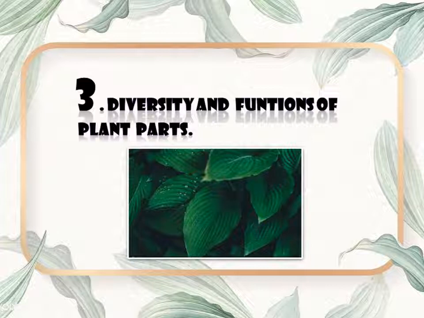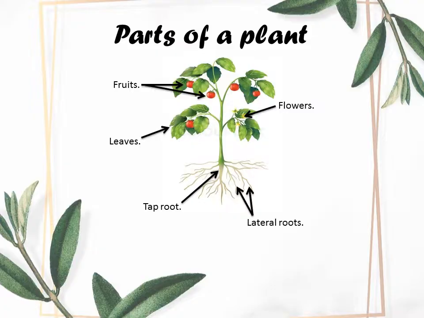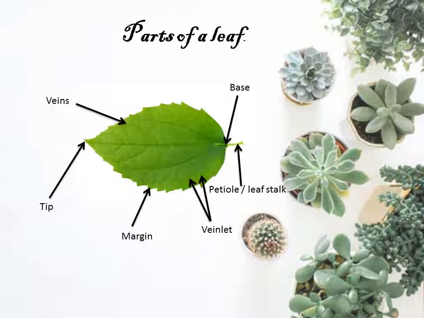Today we are going to learn our third lesson, diversity and functions of plant parts. We have already learned the parts of a plant. Let's refresh that knowledge. There are fruits, flowers, leaves, taproot and also lateral roots. Also, we have learned parts of a leaf. Let's refresh. Veins, base, petiole, veinlets, margin and tip.